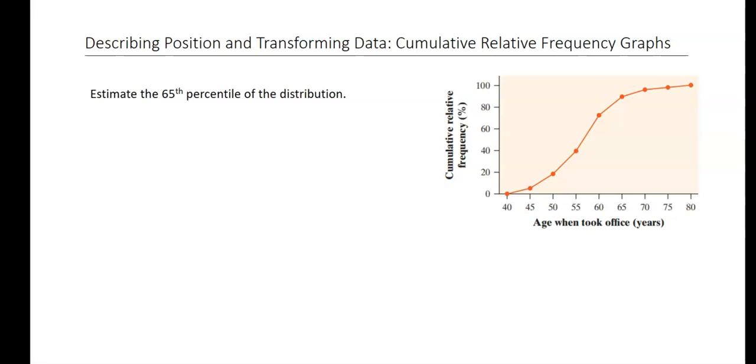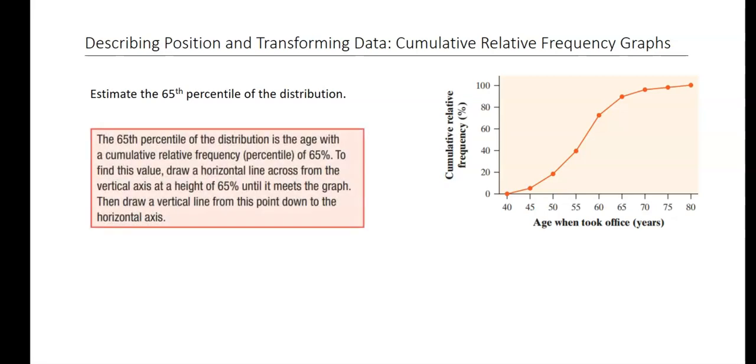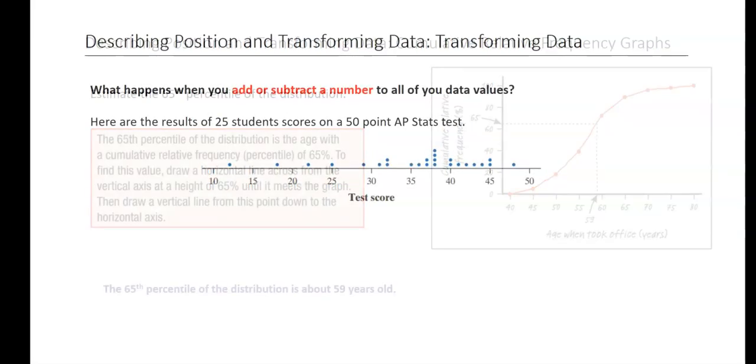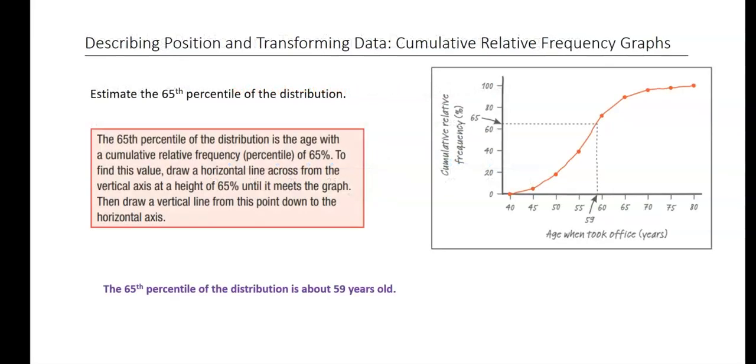Now estimate the 65th percentile of the distribution. Here you would start on the left-hand side, because that's a percentile. Cumulative relative frequencies are percentiles. So you start on the left and draw the line horizontally until you reach the graph, and then draw down. And it looks like the age when you took office is about 59. So the 65th percentile is about 59 years old.